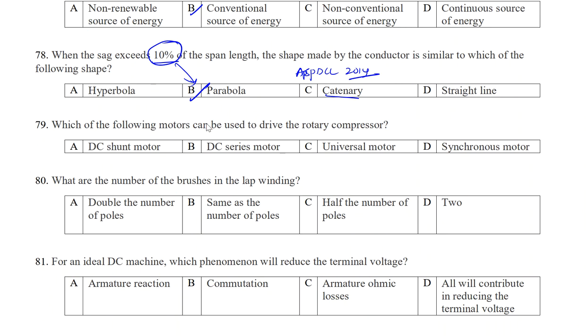Next one. Which of the following motors can be used to drive the rotary compressor? It is the synchronous motor. A rotary compressor generally demands constant speed operation throughout the load. DC machines are sometimes not able to produce a constant speed throughout the process. Hence, we can use the synchronous motor here. A synchronous motor runs at a constant speed, the synchronous speed, as we know.